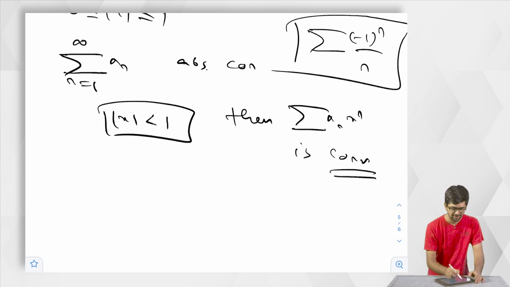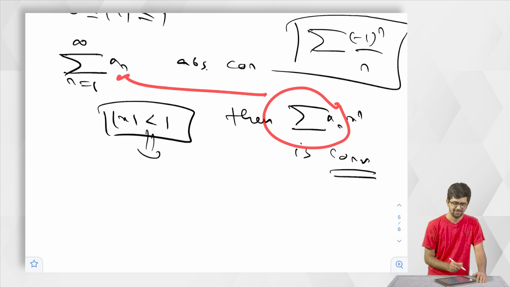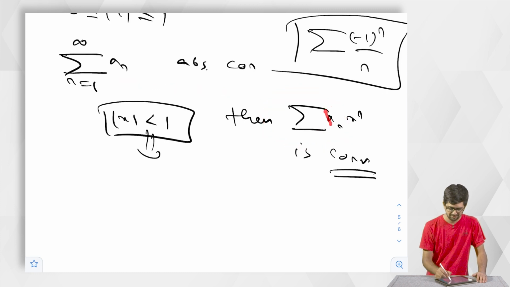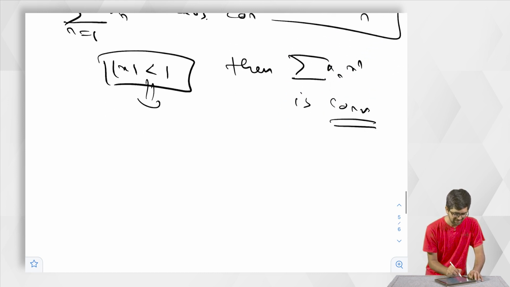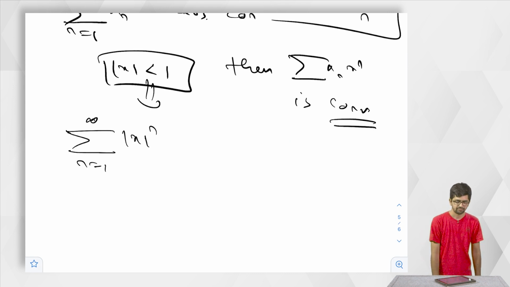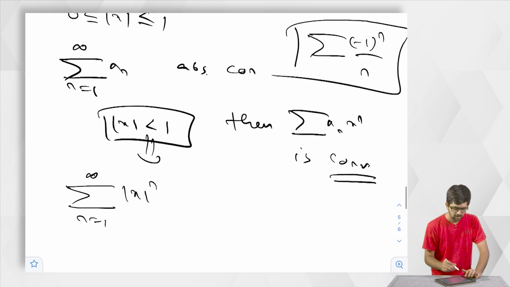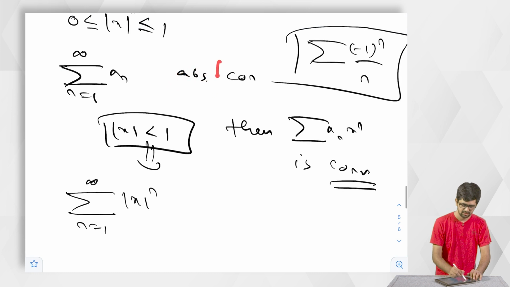Let us try the following. Mod x is less than 1. Instead of starting at convergence of this part, let us focus on convergence of this part, the summation x power n. So mod x less than 1 implies the summation of mod x power n is convergent. Now I am relaxing this condition of absolute convergence. I am assuming it is only convergent.